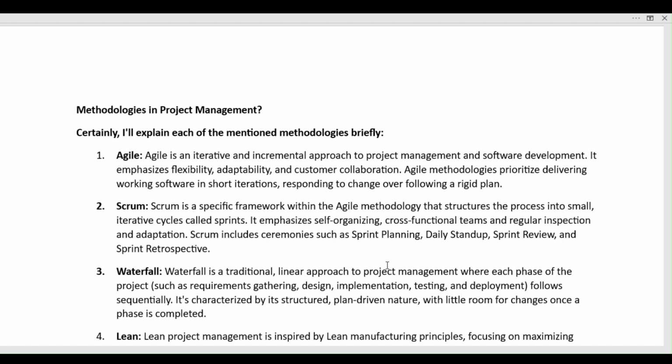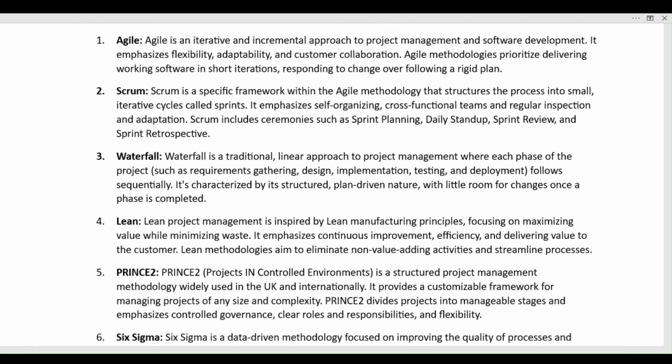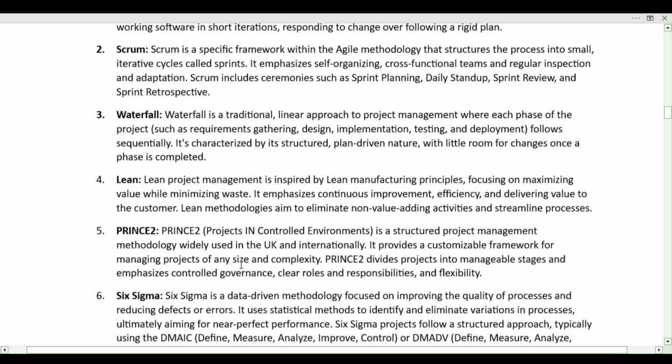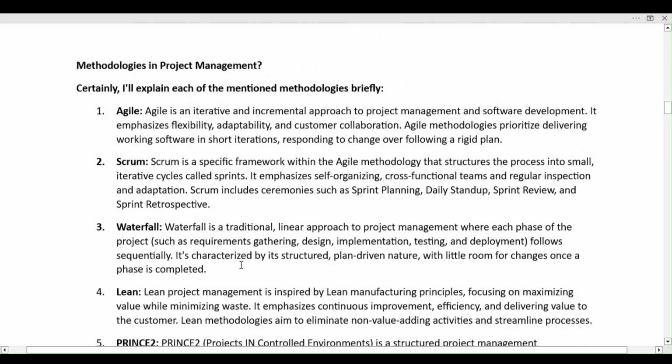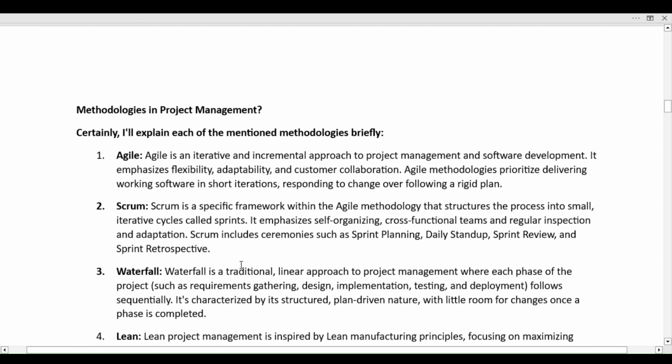So without wasting any time, let's move ahead with this video. So today's topic is methodologies in project management. So certainly I'll be explaining all of the mentioned methodologies briefly. The first one is Agile, next one is Scrum, Waterfall, Lean, Prince2, Six Sigma. So these were a few of the methodologies in project management that are widely used in the project management field.